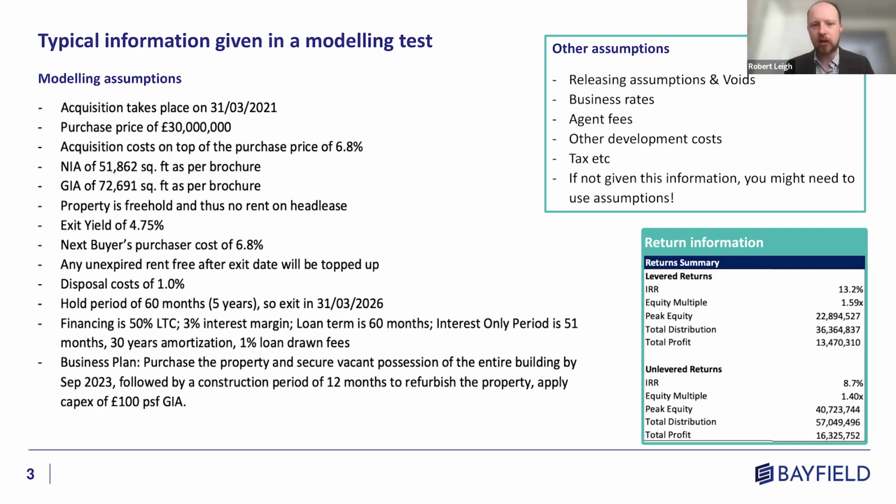A very standard cost I would expect to see is 6.8%, following Red Book guidelines there. You've got your net internal area and gross internal area of the building. They may provide a glossy brochure as well, where you might have to extract that information and put it into the assumptions. Now, remember, your internal areas, net and gross, are going to affect your rent, right? It's your rent per square foot or rent per square meter. So you can use that information to calculate what your income is going to be.